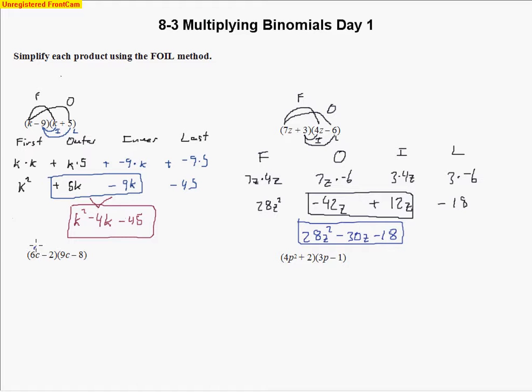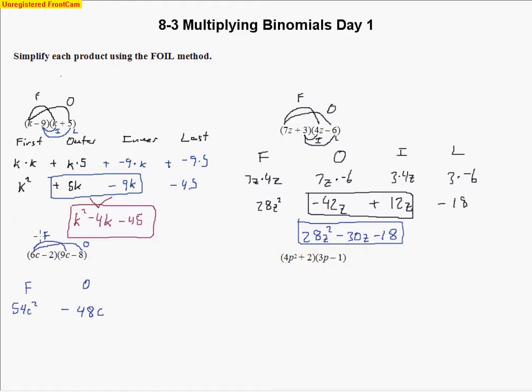So 6c and 9c, those are the first terms. So the first terms are going to end up being 54c squared. So then I move on to the 6c and then 8, and that's a negative 8 too because of the minus sign there. So those are called the outside terms. And so the outside terms make a negative 48c.